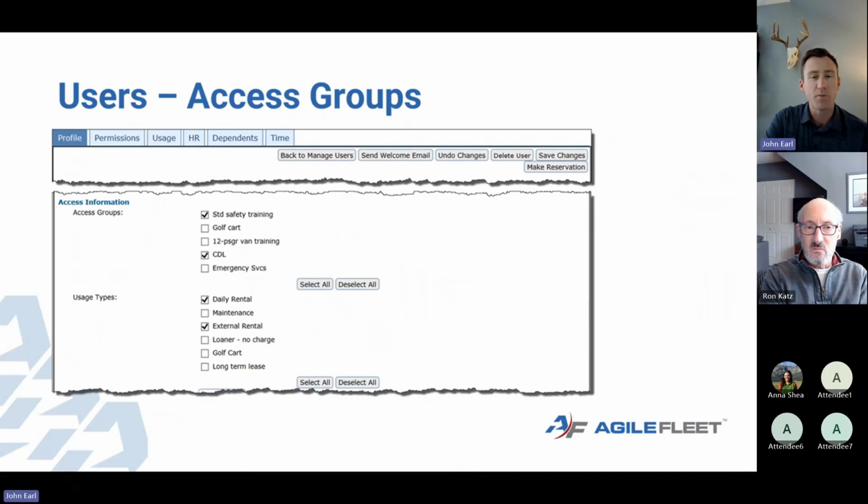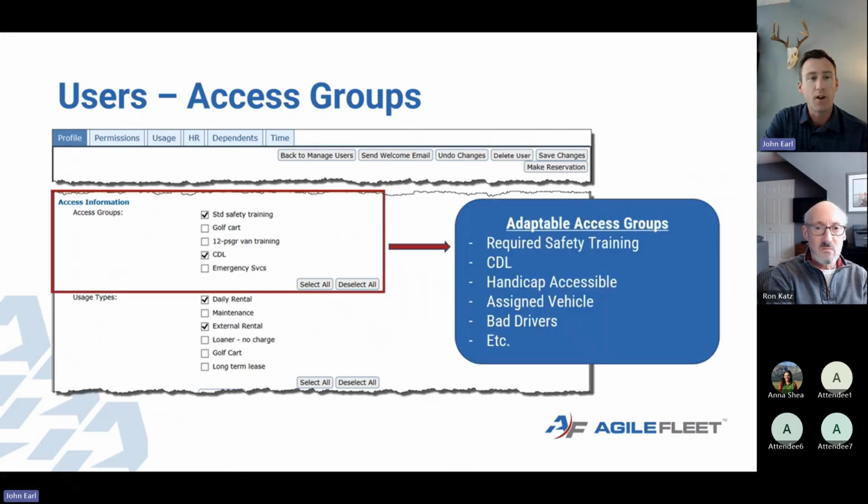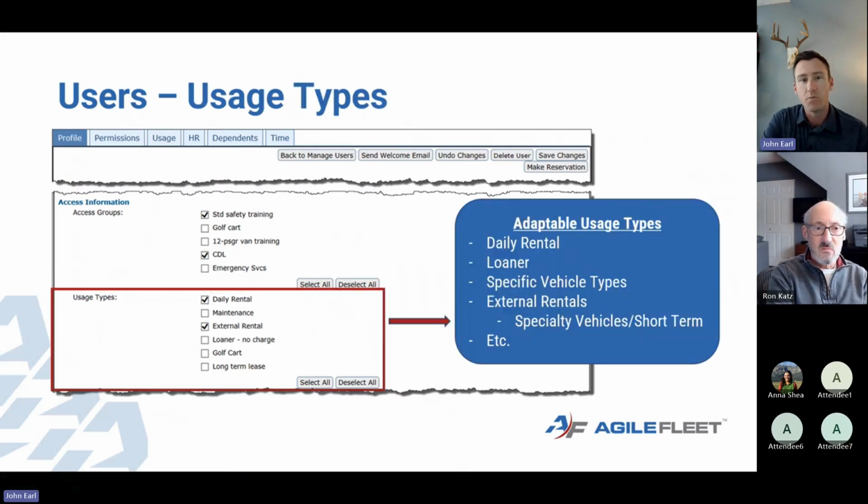Now, we are a permission-based platform, and as a system admin, you have full control over how a user is able to access vehicles in terms of what vehicles they're able to access, and also when and how they're able to utilize those vehicles. Their permissions on the back end are controlled by our access groups and our usage types.